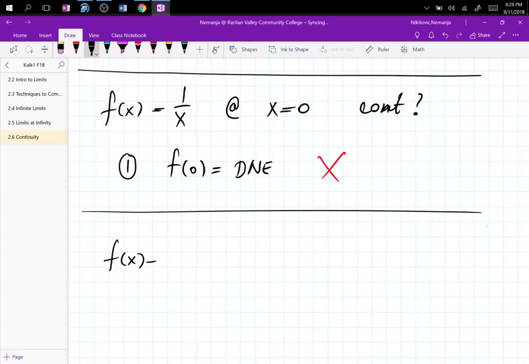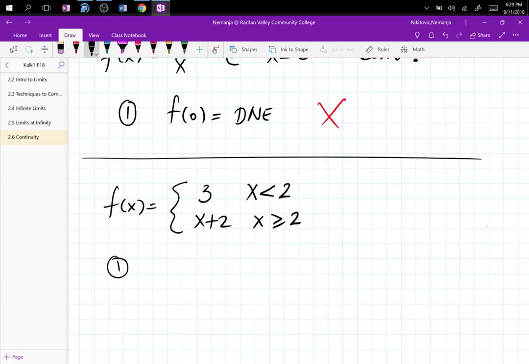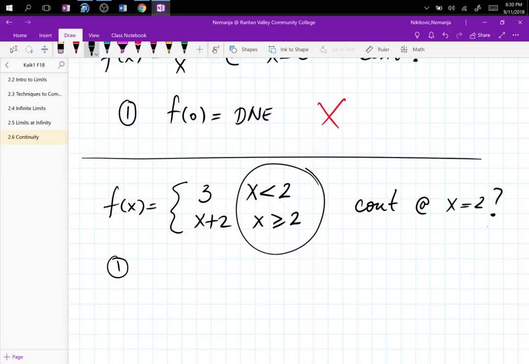How about a piecewise function? That is, let's say 3 for x less than 2, and then x plus 2 for x bigger or equal to 2. All right, rule number 1. And we are looking for continuity at x equals 2, obviously, because that's where the break happens. So what's continuity at 2?